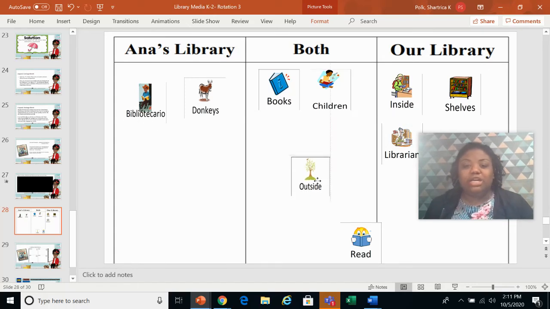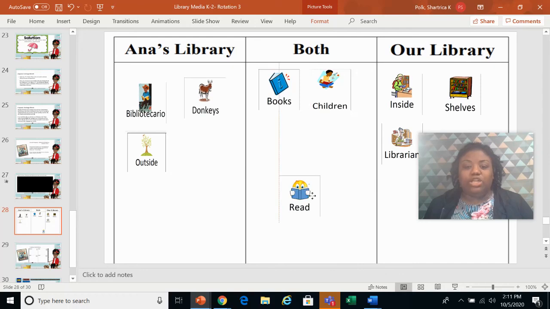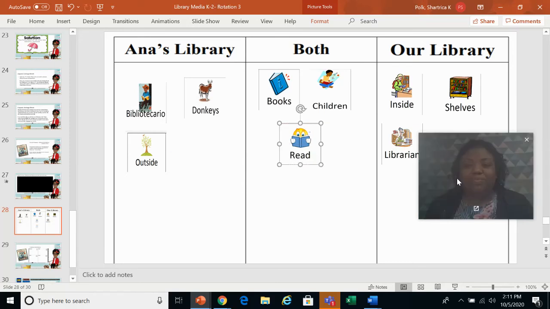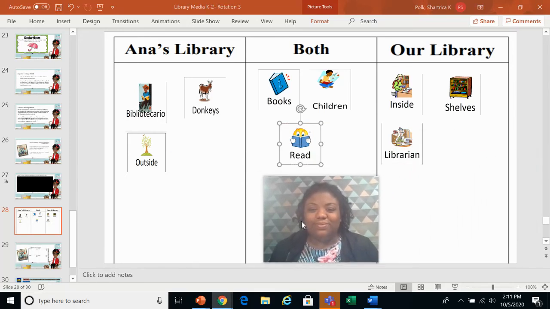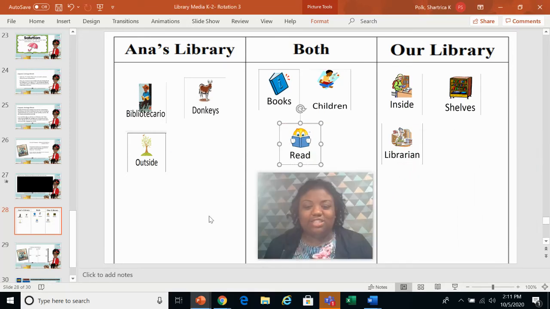Okay, which library is outside? Anna's library. And which library gives you books that you can read? That's right, both. Did you have these? Good job.